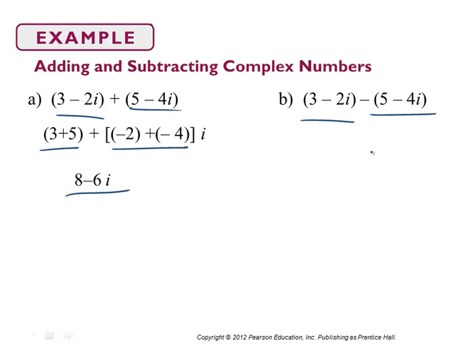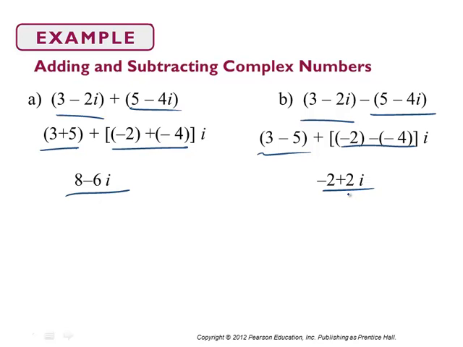Now we're going to take the difference between those two numbers. We'll just take 3 minus 5 to get the real part, and -2 minus -4 to get the imaginary part. Simplify, and you get -2 plus 2i. Where did the 2 come from? Well, -2 minus a -4. You know that the negatives cancel, so that's -2 plus 4 to give 2.